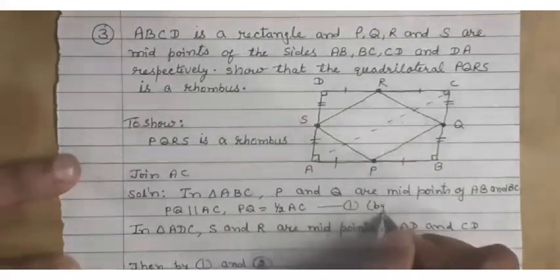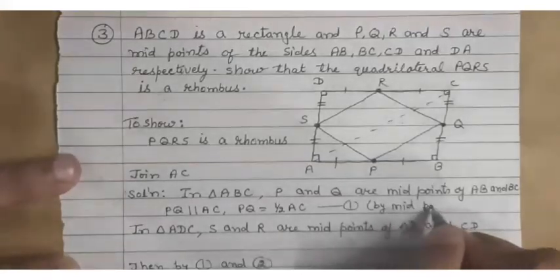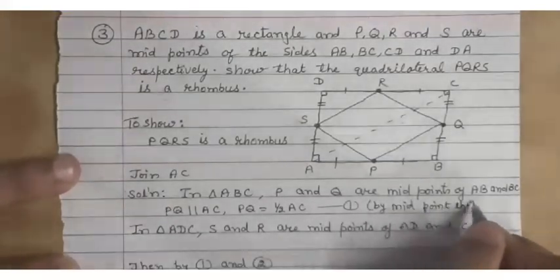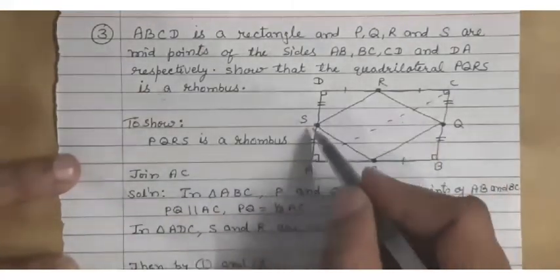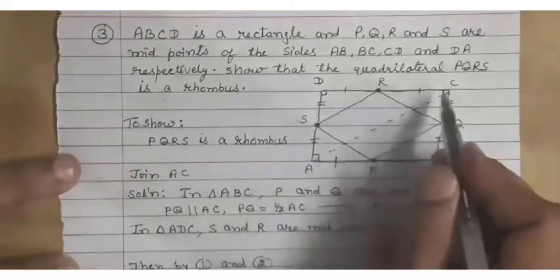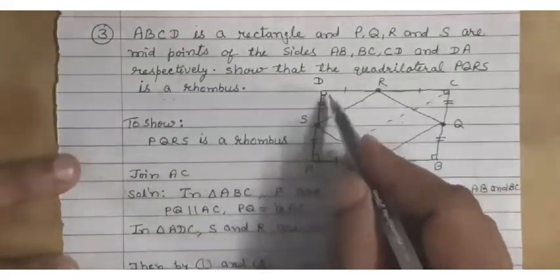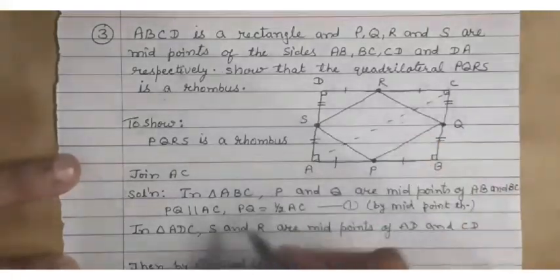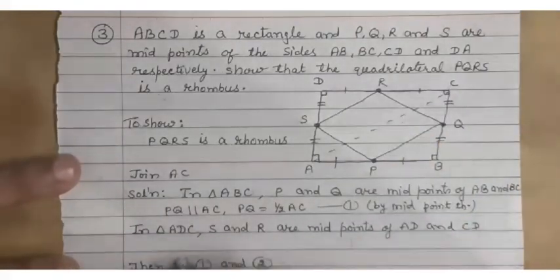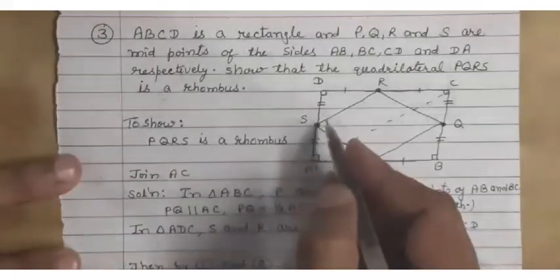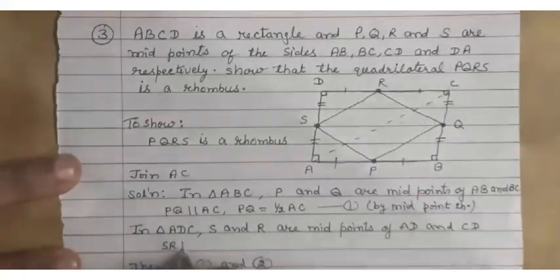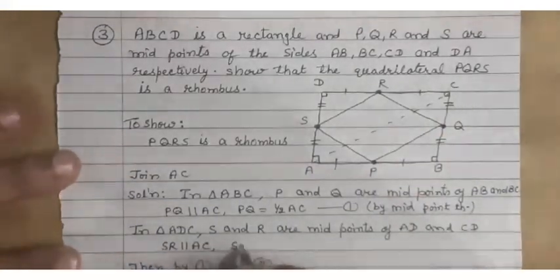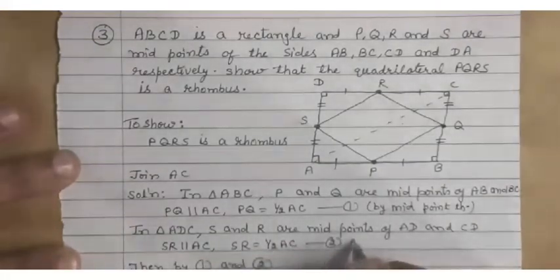First, and this is by midpoint theorem. Similarly, you take this S and R in triangle ADC. S is midpoint of AD and R is midpoint of CD. So use midpoint theorem: SR is parallel to AC and SR is equal to half of AC.